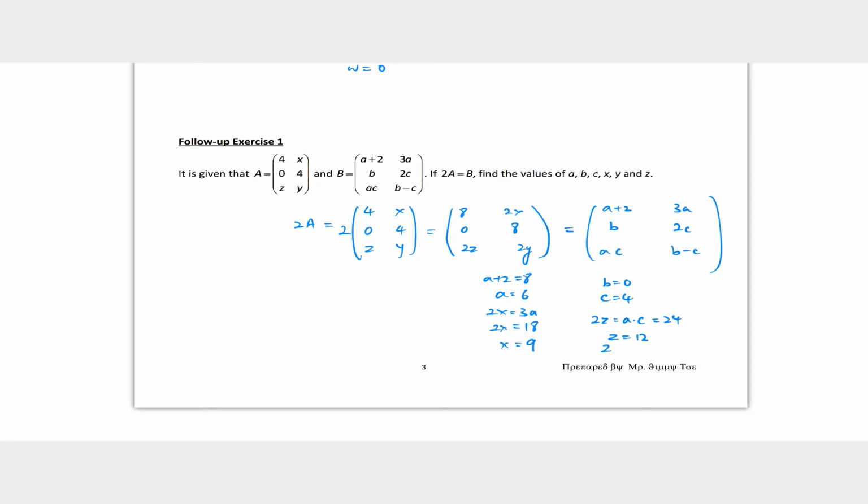And the last part, 2y is equal to b minus c. b is equal to 0 and c is equal to 4. So 2y is equal to 0 minus 4. y is equal to negative 2. Then you have already found a, b, c, x, y, and z.